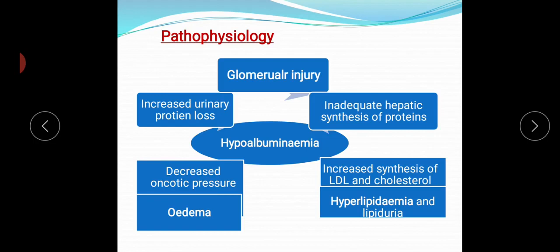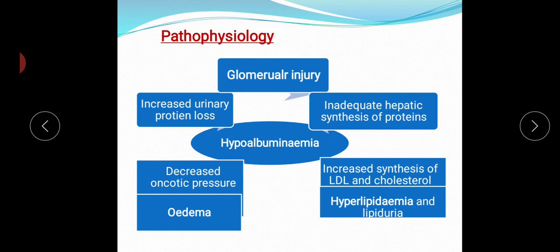So just here you can see the pathophysiology of nephrotic syndrome, where the primary event is a glomerular injury. Because of any reason, the glomerular injury will lead to increased permeability of the glomerular membrane, which then becomes permeable to the plasma proteins. So this glomerular injury will lead to increased urinary protein loss.